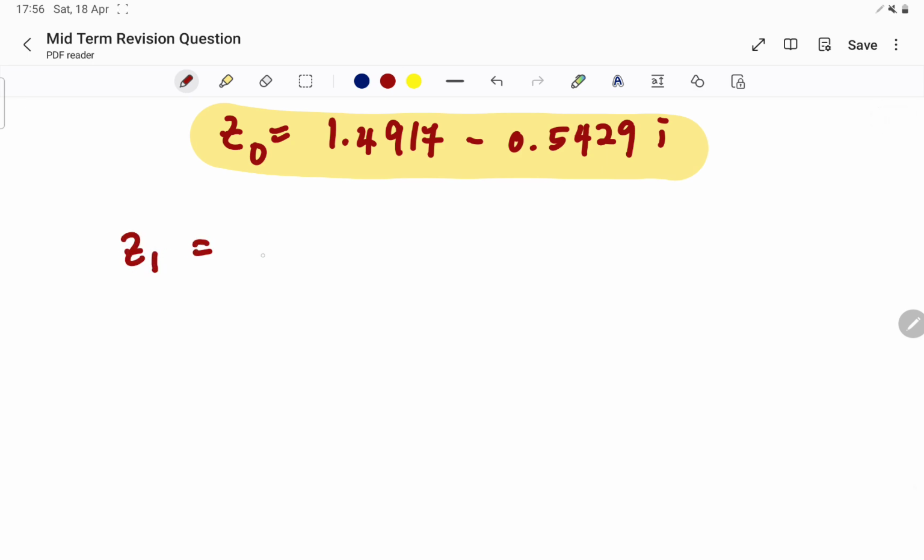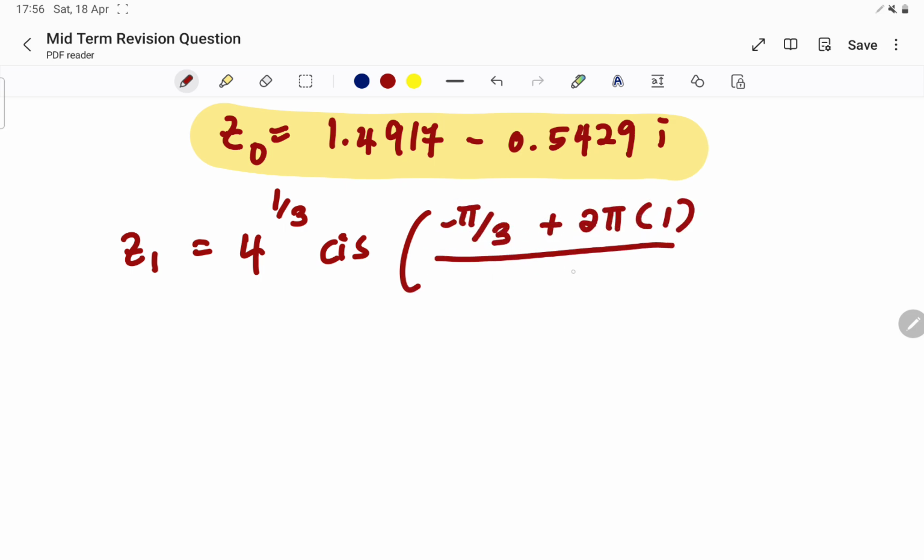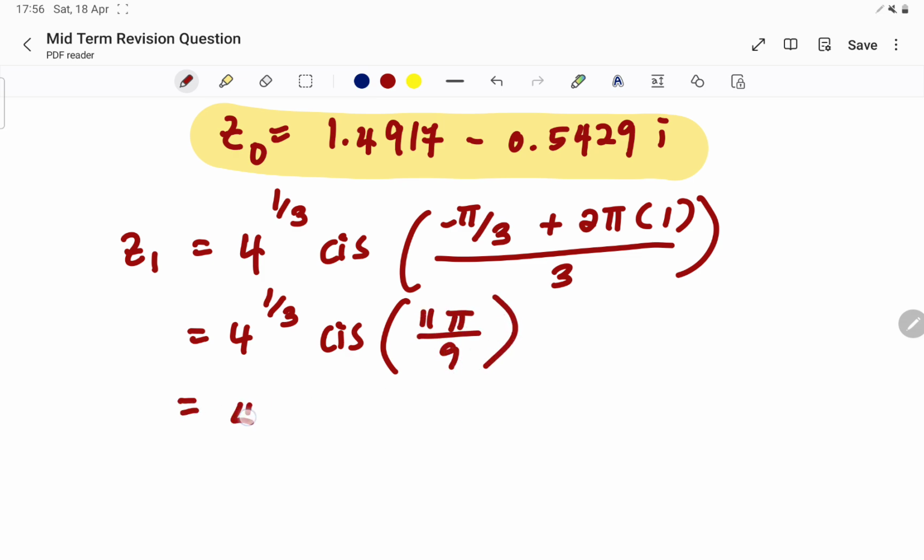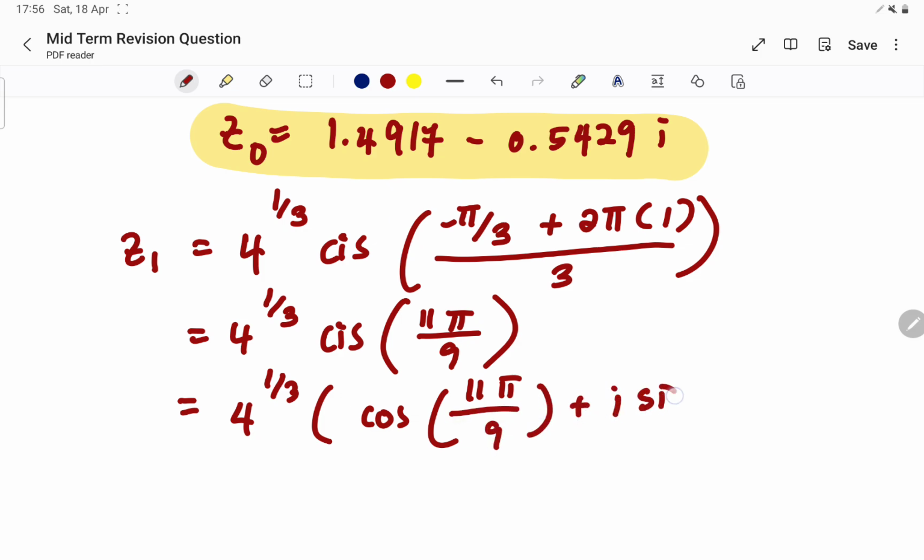So z1 is equal to 4^(1/3) cis((-π/3 + 2πk)/3), where k we have 1. So you substitute 1 inside, divide with 3. Then here you're going to get 4^(1/3) cis, and the angle inside will become 11π/9. Then you change cis into cos and sine form, which is cos 11π/9 plus i sin 11π/9.